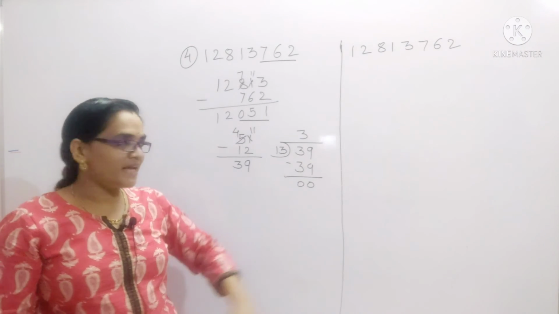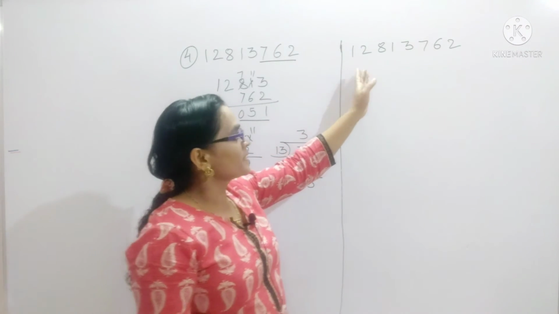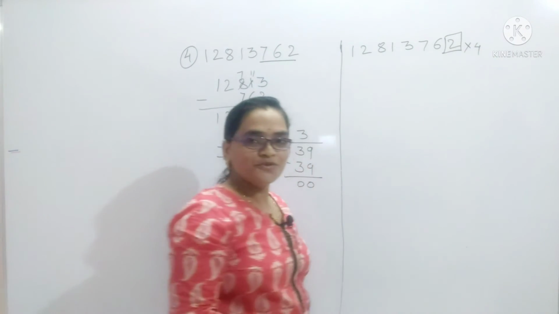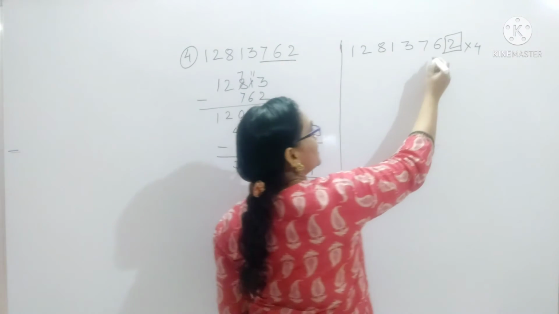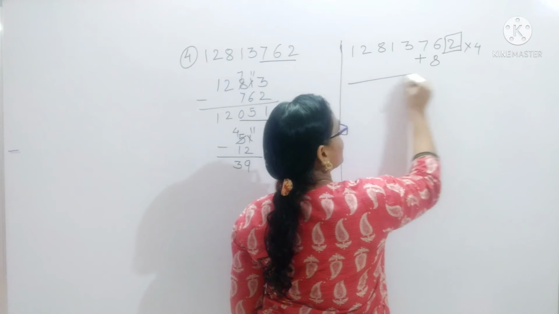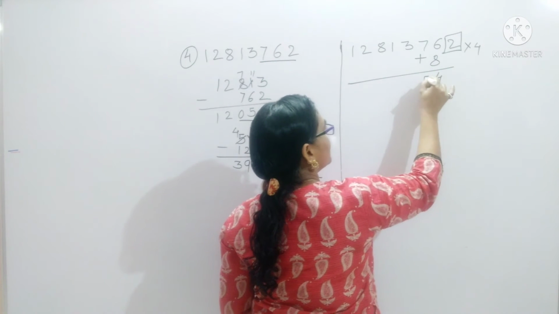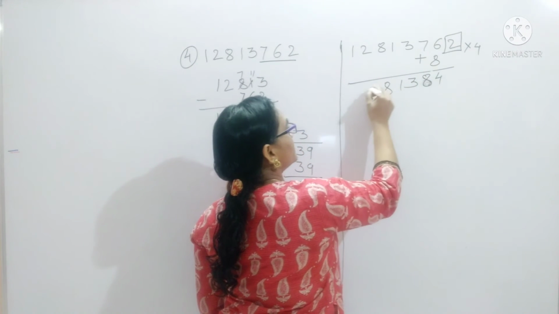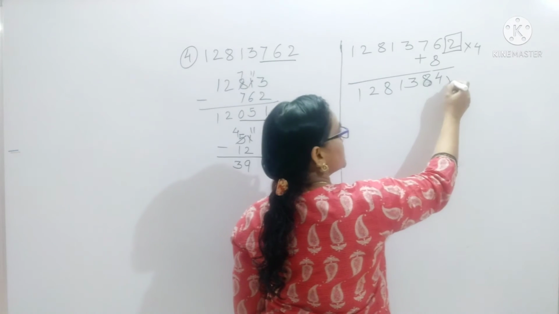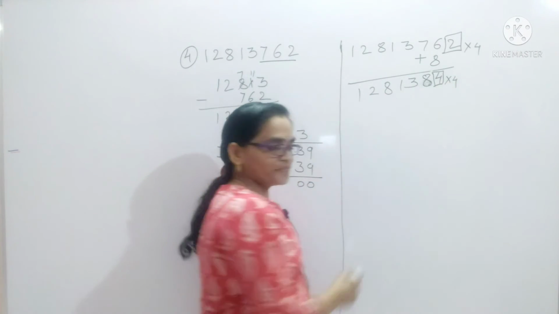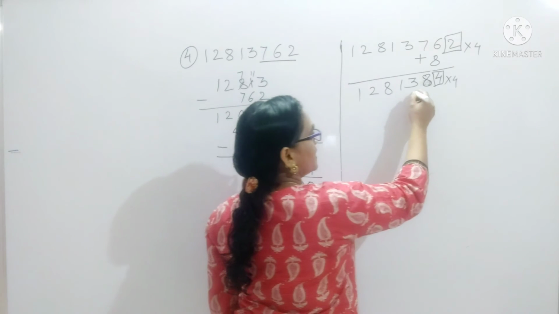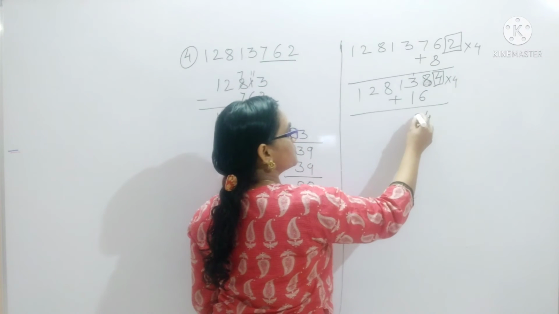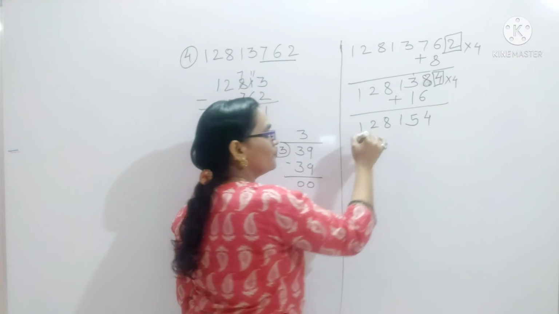Now we are going to apply the second rule for the same example. What is the second rule? Check the ones place digit, multiply it by 4, 2 4s are 8, and add the product to the remaining number. Add 8 to the remaining number: 8 plus 6 is 14, 1 carry, 7 plus 1 is 8, 3 1 8 2 1. Again the ones place digit is 1, multiply by 4, 4 4s are 16, add 16 to the remaining number: 8 plus 6 is 14, 1 carry, 3 plus 2 is 5, 1 8 2 1.